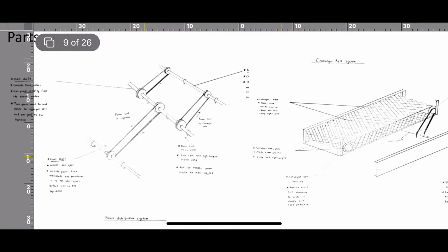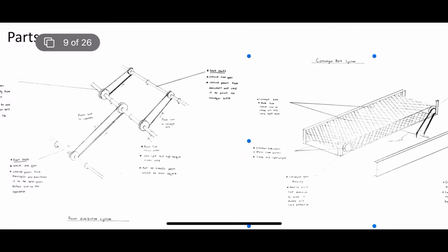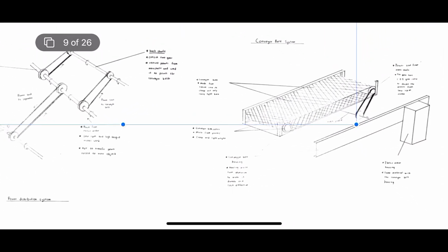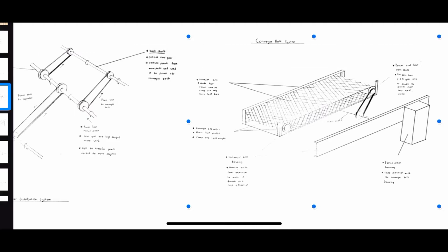So the separator and the conveyor belt will move simultaneously. Next, we're moving to the conveyor belt system. As you can see here at the back part, you can see the illustration from the main shaft to the back shaft and how the power is distributed. So yeah, I think that's it for the conveyor belt system because it's simple.